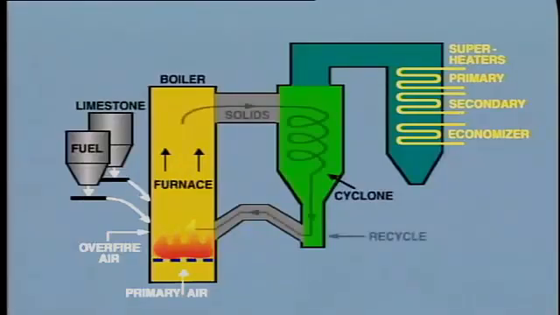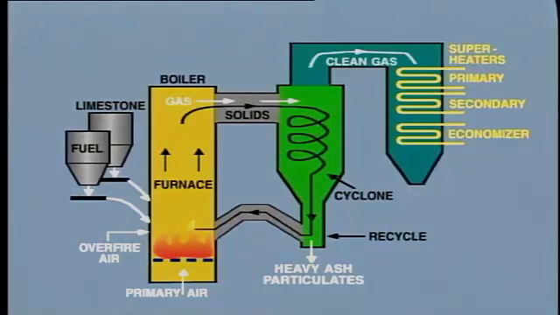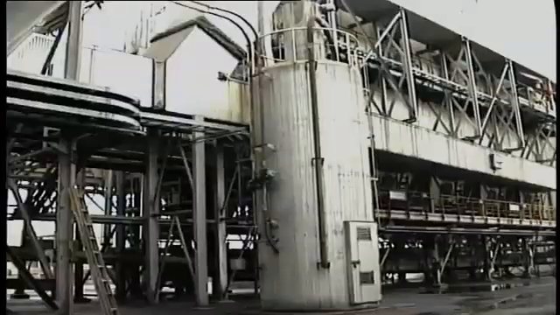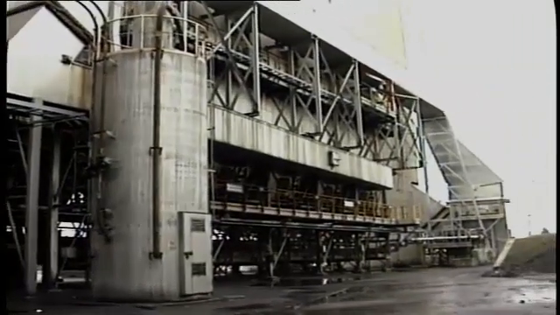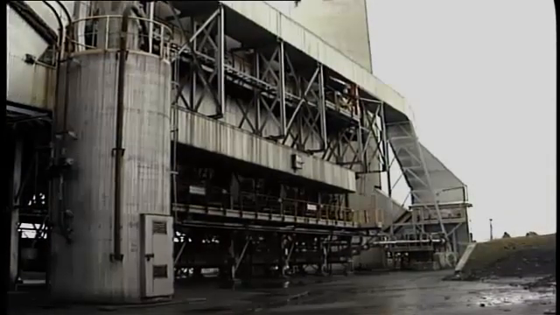At the bottom of the cyclone, the hot, solid particulate matter is collected and fed back into the combustion chamber. Some heavy ash particulates may fall out at this point and can be recovered from the hopper. Clean gas passes over the primary and secondary superheaters and on down through the air heater. From here, the gas passes on to the particulate removal devices such as a precipitator or fabric filter.